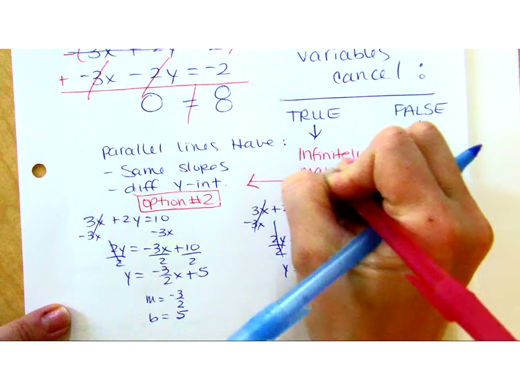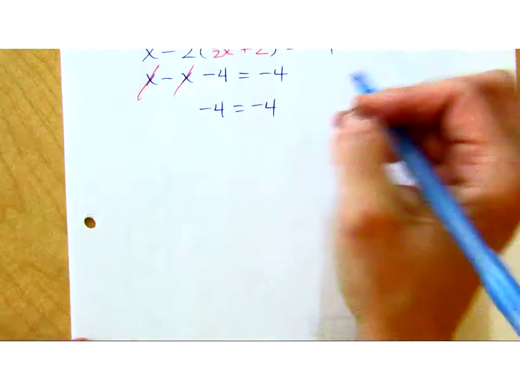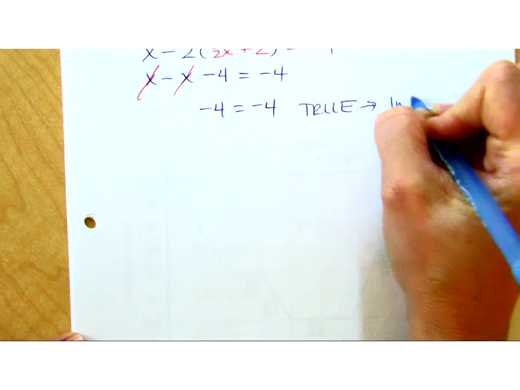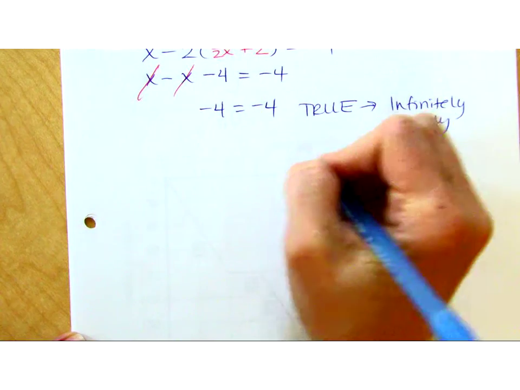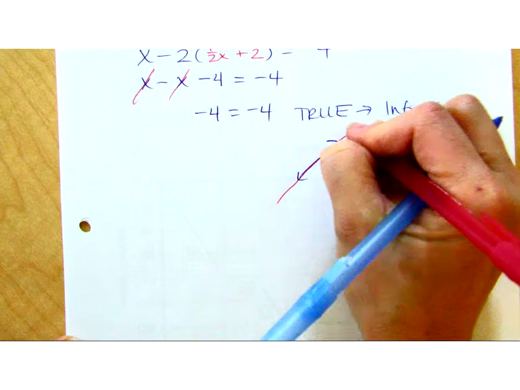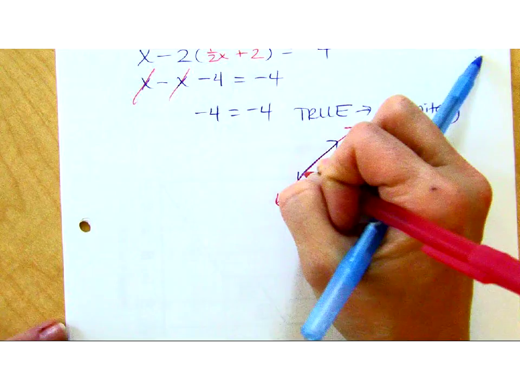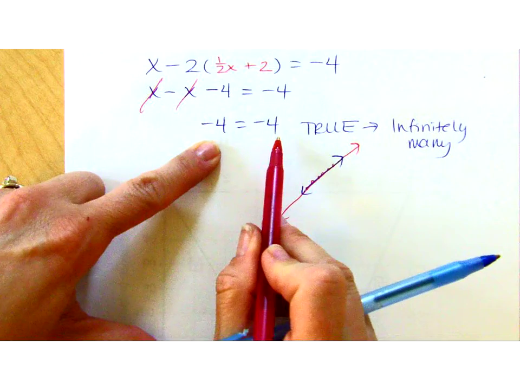This means if I were to graph these two, so I'm going to say this is true, which is going to tell me infinitely many, which means if I go to graph one line and then I go to graph the other line, I made it just a little bit longer so you can kind of see. Where do they meet? Everywhere. They meet here, they meet here, they meet here. And that's what infinitely many looks like. Okay, that was option 1.